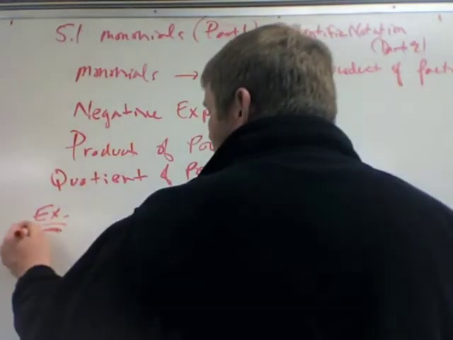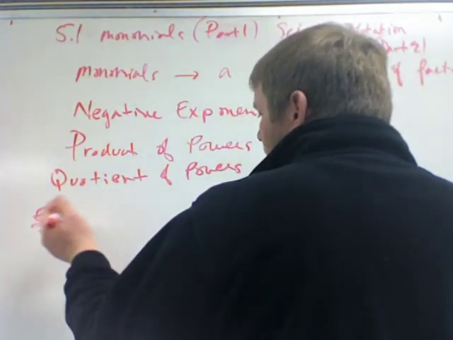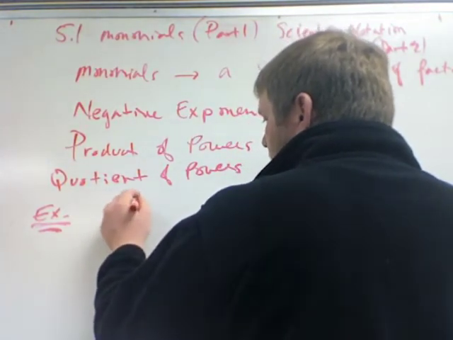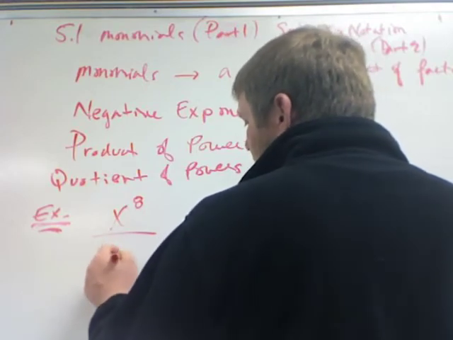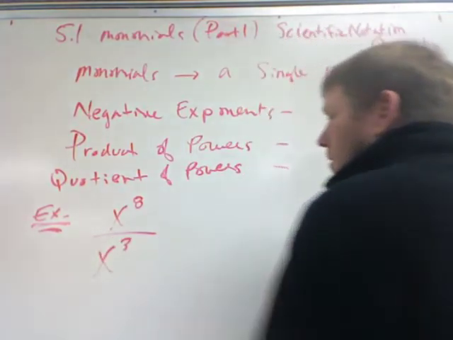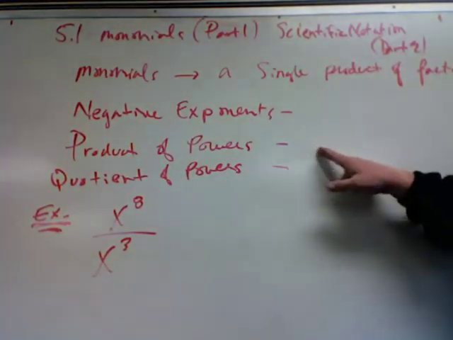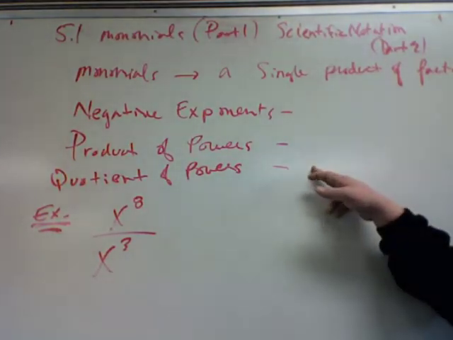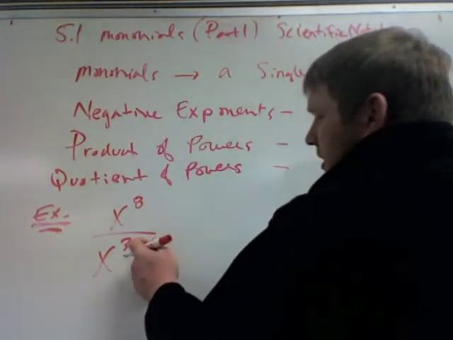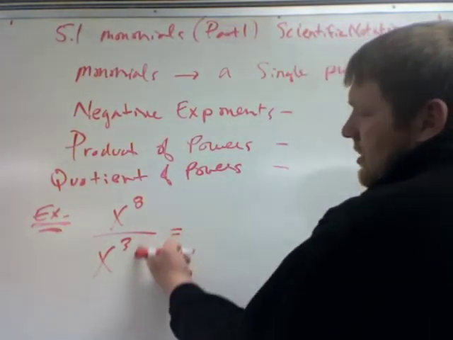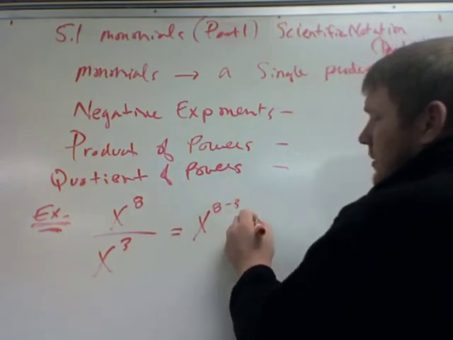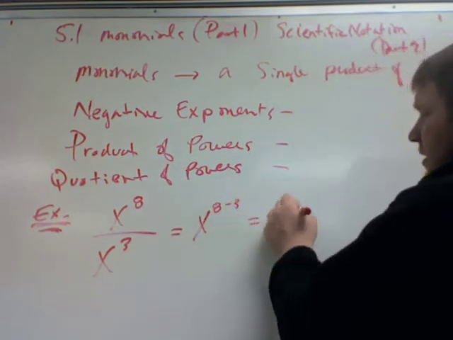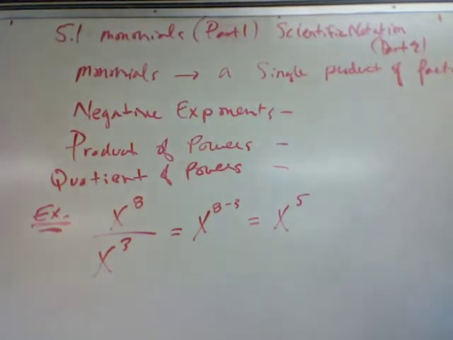So quotient of powers. Say I had x to the 8th divided by x to the 3rd. If for a product of powers I add, what do you think I'm going to do when I'm dividing? Subtract them. So this equals, I'm dividing here, so I subtract my exponents. I end up with x to the 5th.